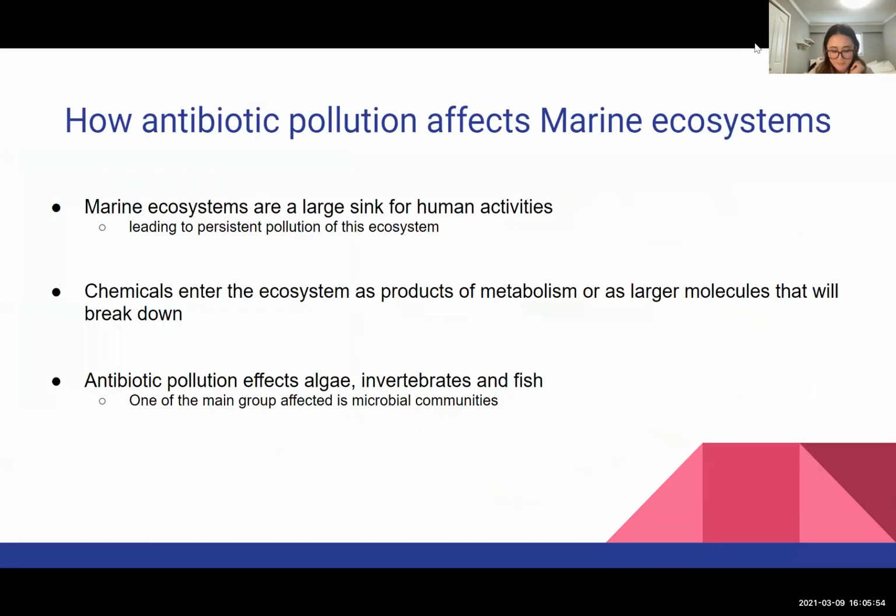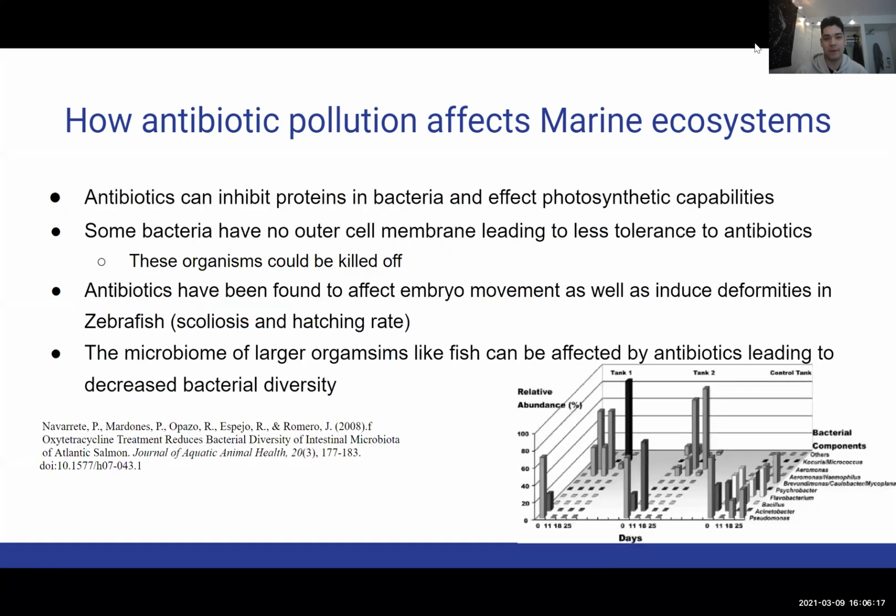Okay, so antibiotic pollution can affect marine ecosystems because they're a large sink for human activities, which can lead to persistent pollution in those ecosystems. And these chemicals can enter the ecosystems as products of metabolism or as larger molecules that will break down. And it can affect algae and bacteria all the way up to invertebrates and fish, but the main group affected is microbial communities. So antibiotics can inhibit proteins in bacteria and affect photosynthetic capabilities, which can really affect the growth of bacteria. And the most affected bacteria are those that have no outer cell membrane.